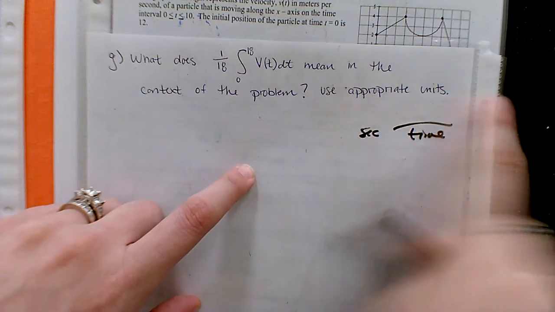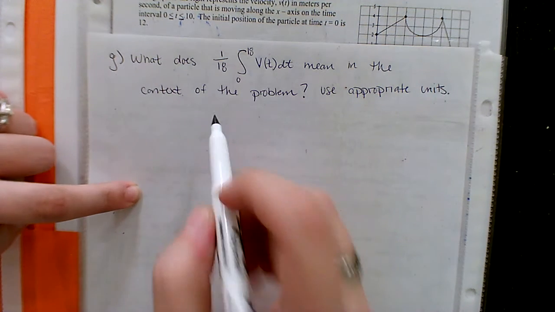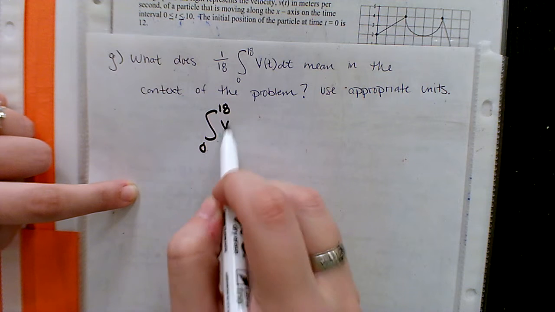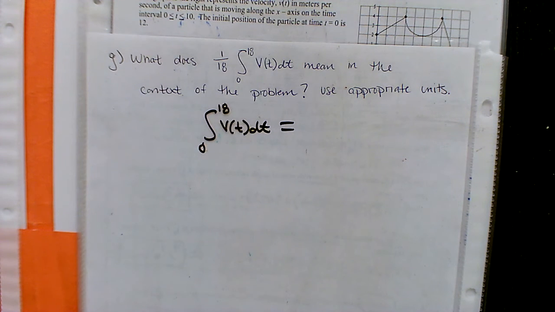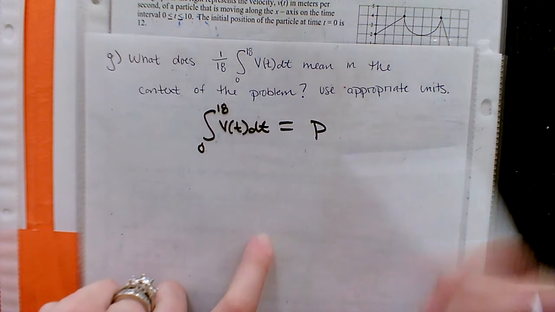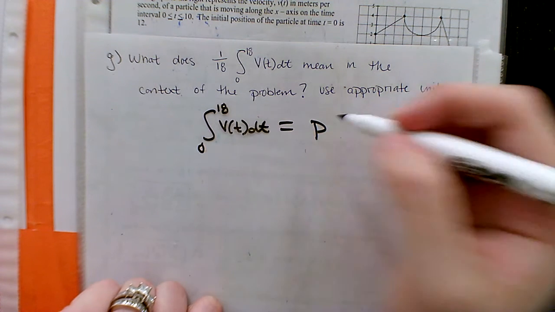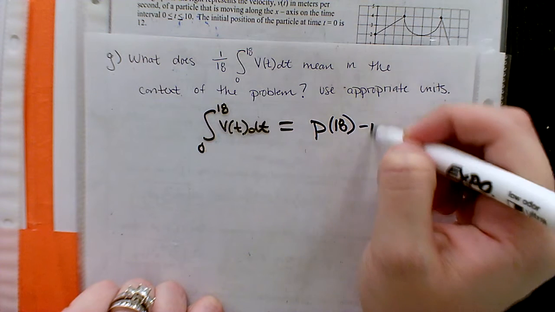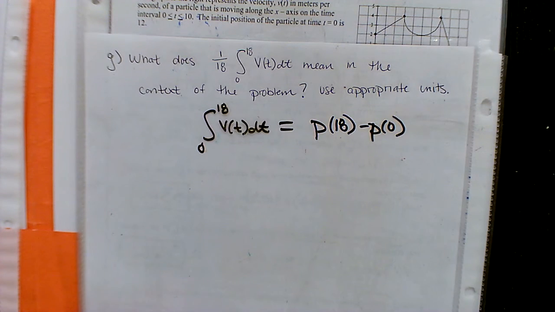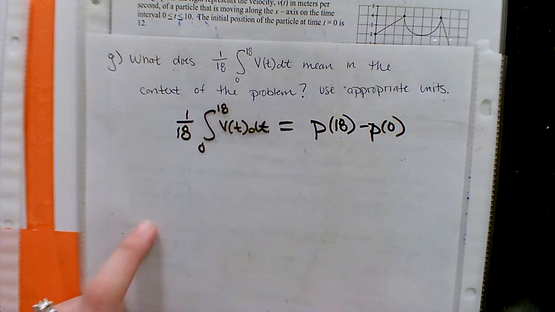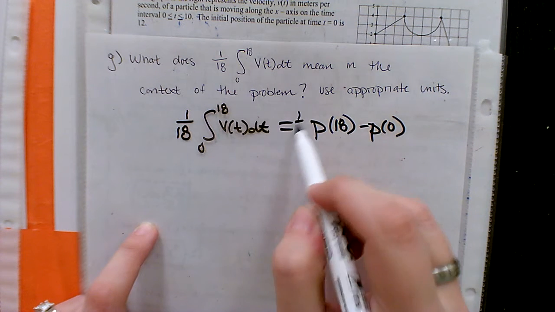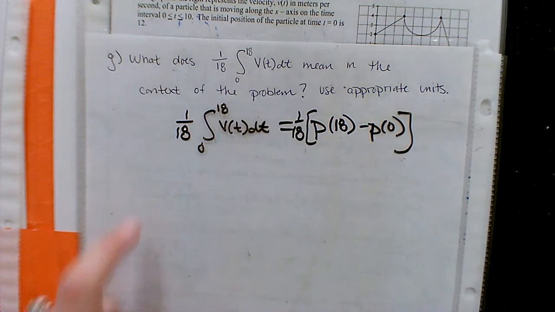Let's think about it this way. Maybe you don't want to write that down, but that's exactly what's going on here. If we work backwards from velocity, what function does that represent? Position, right? And we have to do top bound minus bottom bound according to the fundamental theorem. So we get the position at 18 minus the position at 0. That's what the integral represents. We've talked about that before. But if I throw a 1 over 18 in front of the integral, I have to throw a 1 over 18 in front of those position values. What you do to one side, you do to the other.